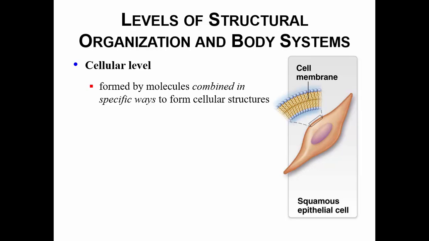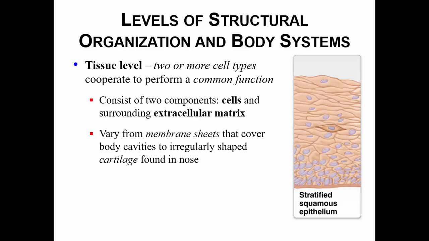So we've started with chemical, we added cellular level. Now we're going to add the tissue level, and that's where you take two or more types of cells that work together to perform a common function. Now, tissues are made of cells, and then the extracellular matrix, or ECM, is what we call that, that's around all the cells.